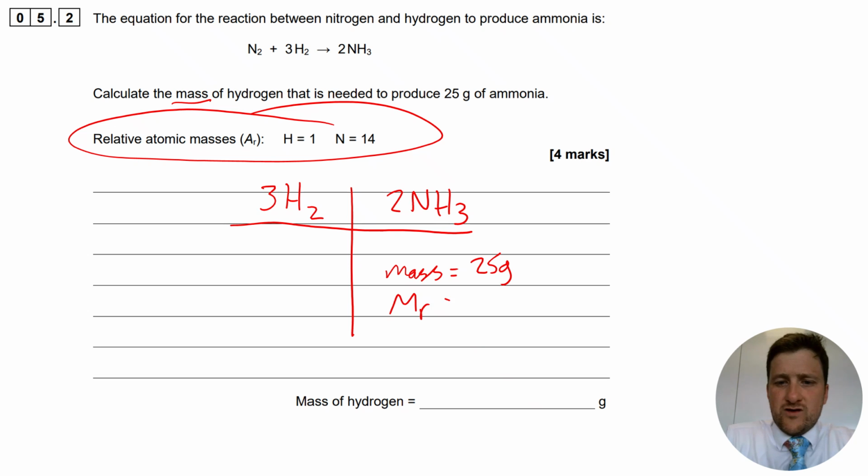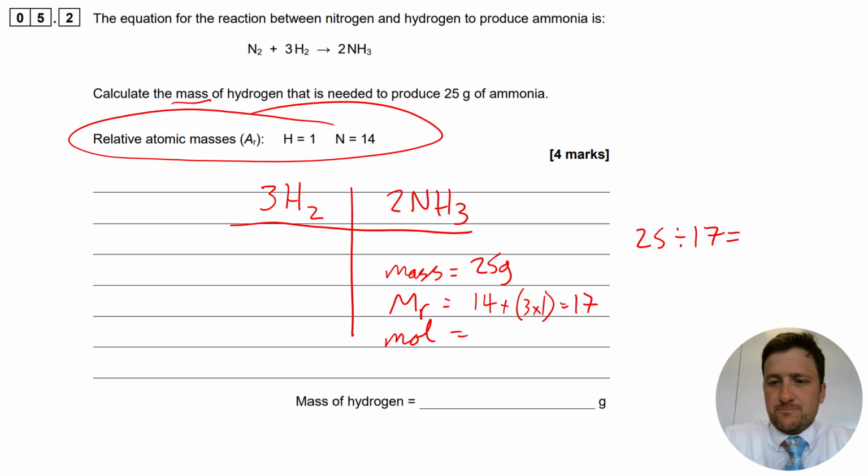The Mr of ammonia, well, that's going to be 14 plus 3 times 1, which equals 17. And then I can work out my moles by doing 25 divided by 17. Okay, this is how I work it out, going through all the steps to fill it in. If I work out my moles, it's 1.47 mole.